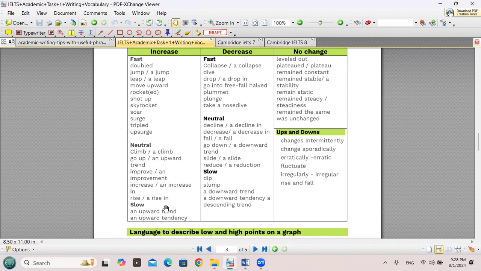We can also use this one to refer to a slow increase, but also we can use it to refer to an increase in general. The same applies here. We have dip, we have slump, we have also decline, we have drop, we have went down, we have reduced, and so on.